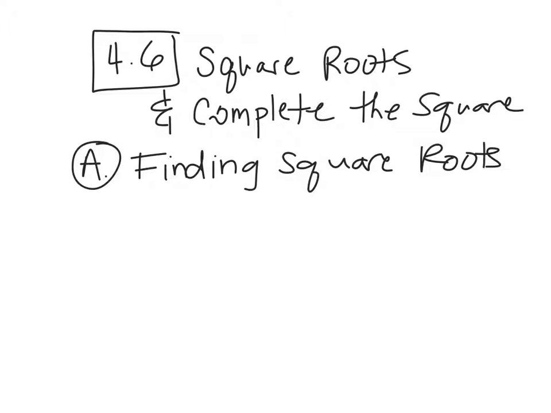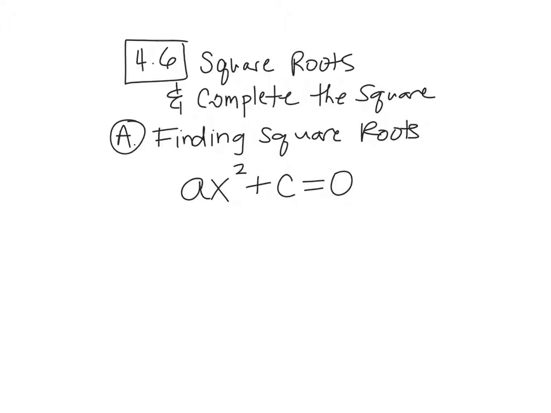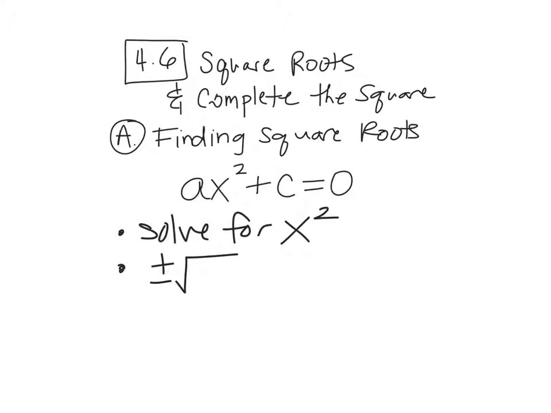This one only works when you have a quadratic to solve that looks like ax squared plus c equals 0. What am I missing here? Yeah, I'm missing the b term. There's no x term, no linear term. It's just x squared. In order to do this, we are going to solve for x squared, and then we're going to remember to take the plus and minus square root. That's where people will get this one wrong.